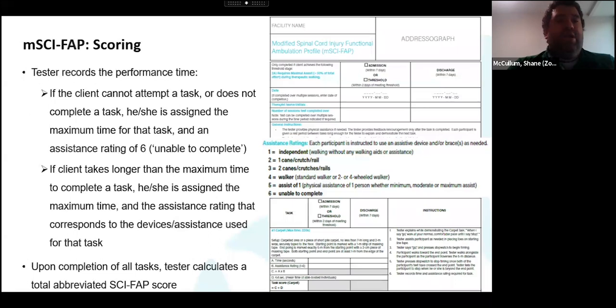So if a client cannot attempt a task or does not complete a task, they're assigned the maximum time for that task and an assistance rating of 6. So the same assistance rating that we saw earlier for the modified TUG. And if a client takes longer than the maximum time, then they're assigned the maximum time. And upon completion of all tasks, you can calculate a total abbreviated SCI-FAP score. So it's nice that you actually get a full score at the end as well.